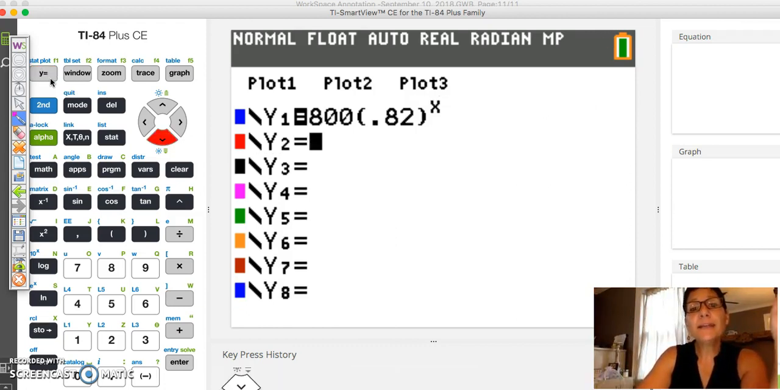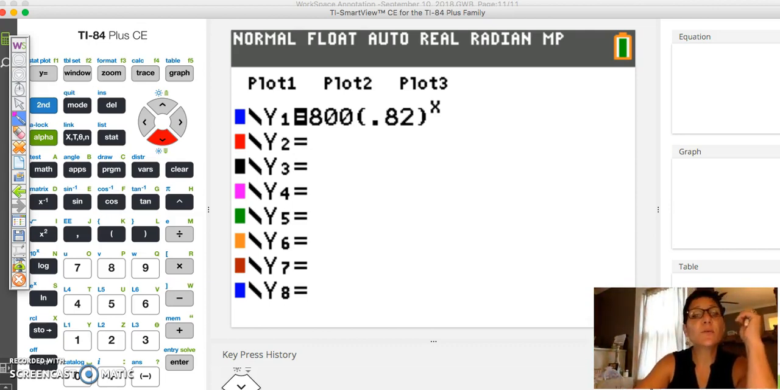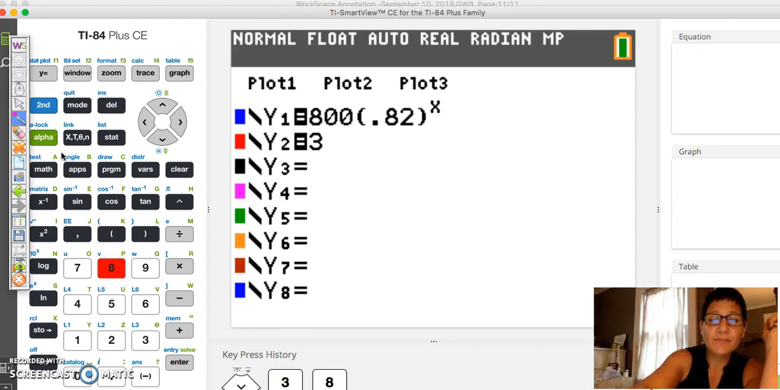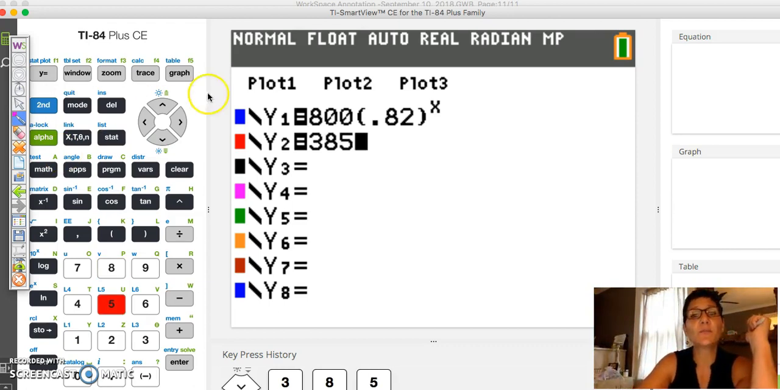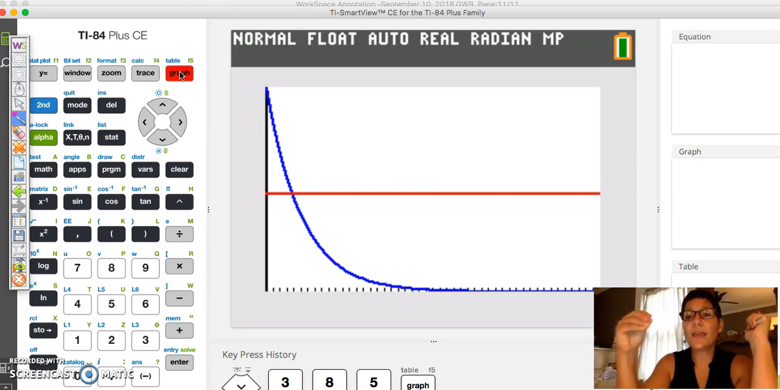Or I'm asking you when y is equal to 385. So if I said to you y equals 385, from a graphical perspective, you should be like, oh, that is a horizontal line. So now what we're going to do is graph 385, because that's asking you when does y equal 385. So now we are trying to find the point where the exponential function and that horizontal line intersect.